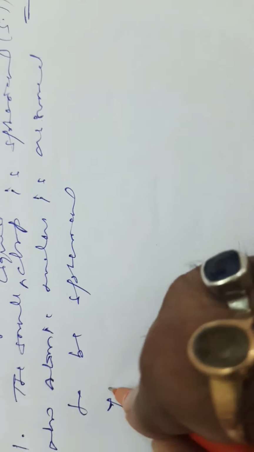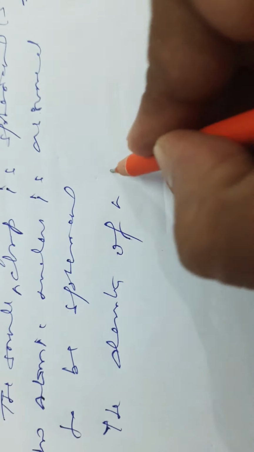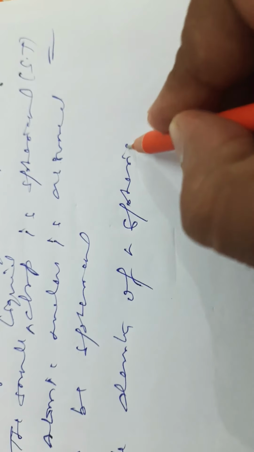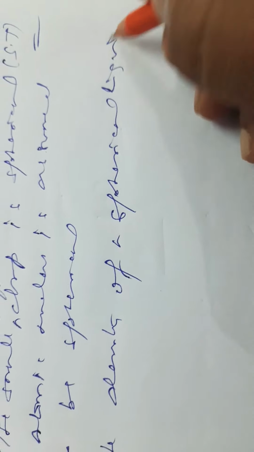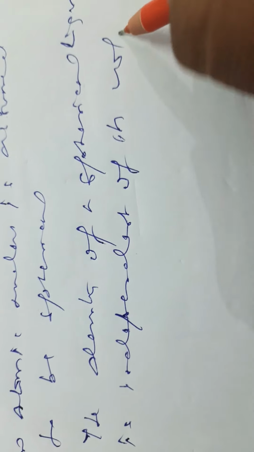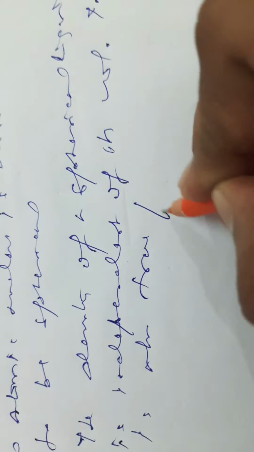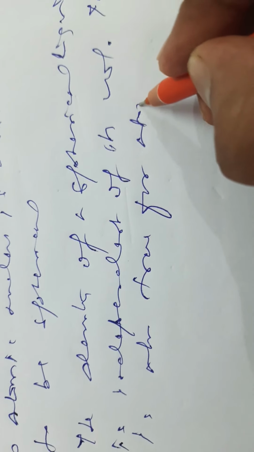So this is the analogy on which this theory was proposed by Bohr in 1936. Number 2 is that the density of a spherical liquid drop is independent of its volume. This is also true for the atomic nucleus.